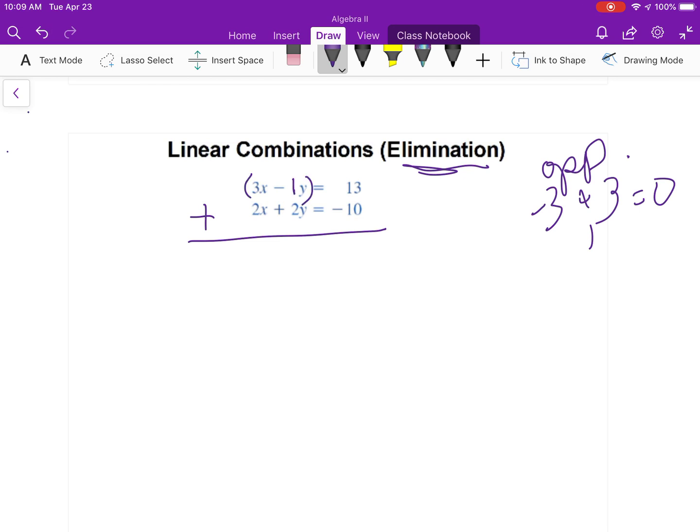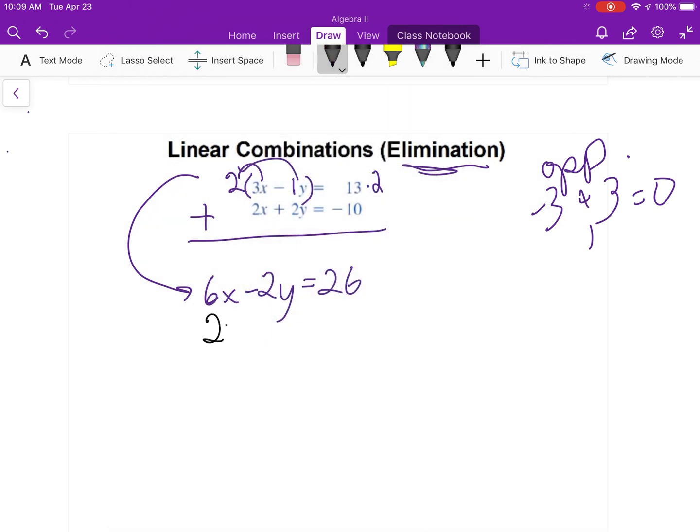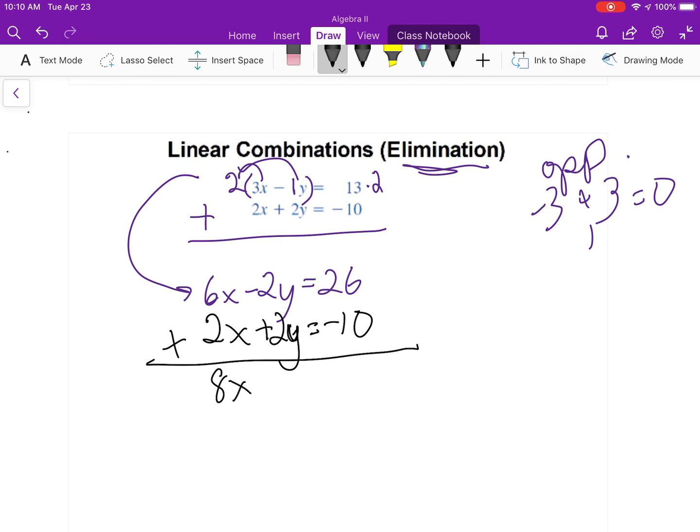So I'm going to take the top equation and multiply it by 2, and I'll rewrite that as 6x minus 2y is equal to 26. I'll leave the second equation alone, as 2x plus 2y is equal to negative 10. Now when I add these, I get 8x, but the negative 2 and the positive 2 add together to give me 0 y's. Add these together, I get 16. Divide by 8, and I get x is equal to 2.